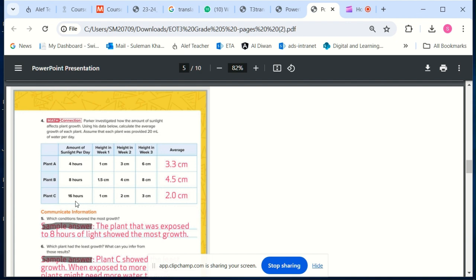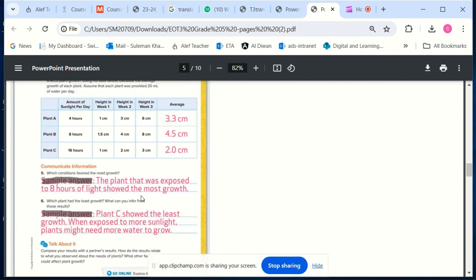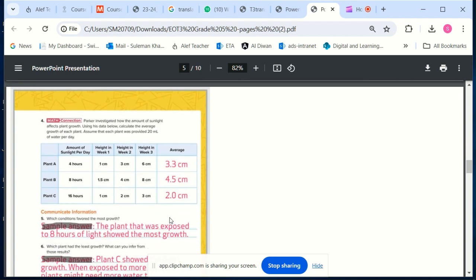Even though it has most shams, maybe it did not have enough water. Okay? So plant C showed the least amount of growth, and it needs more water to grow. So nabat need mai and shams to grow. Shams gives you the daqa for making sugar, sukur.